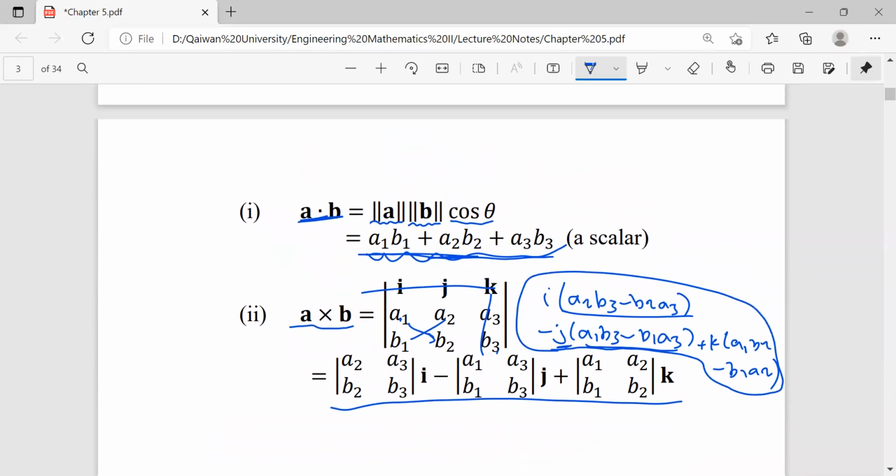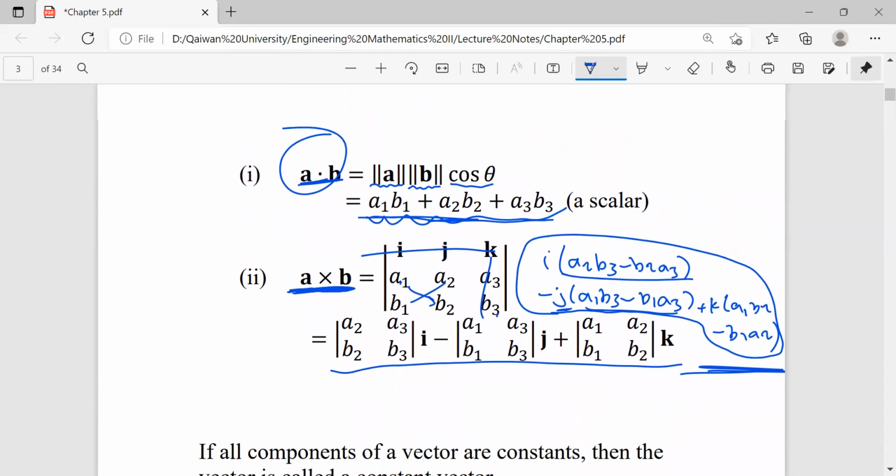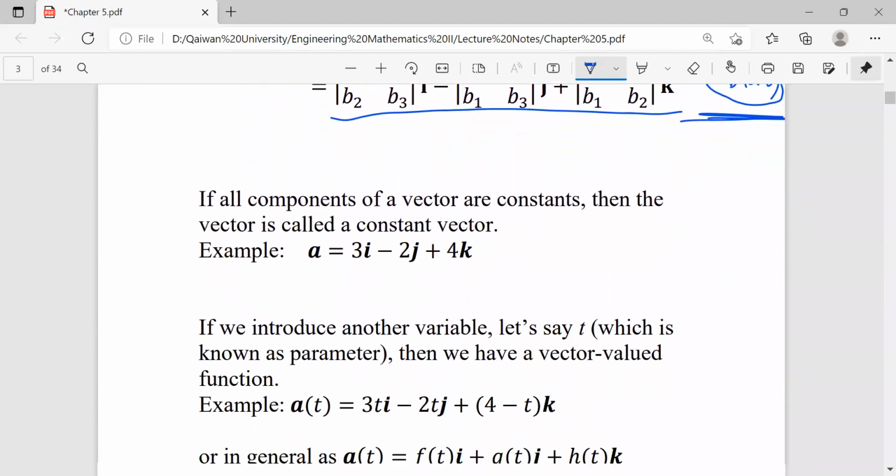Look, in the dot product of two vectors, we get only one value. We don't get a vector. The dot product of two vectors is not a vector, but the cross product of two vectors is a vector. We must get a vector in the cross product of two vectors, but for the dot product, we don't get a vector.